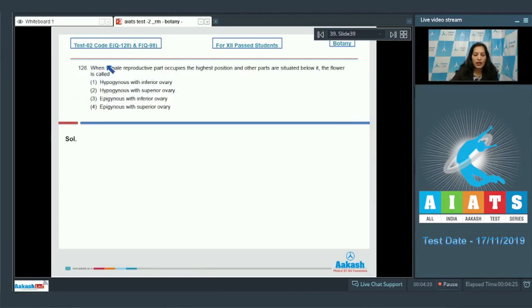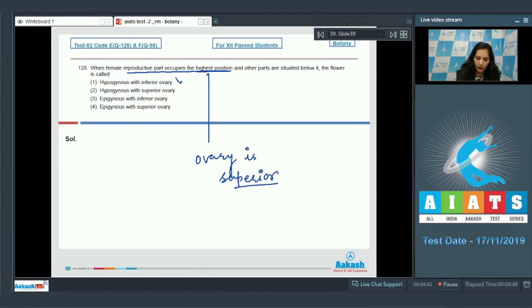Question number 128. When female reproductive part occupies the highest position and other parts are situated below it, the flower is called. When the female reproductive part occupies the highest position, it means the ovary is superior. So option number 1 and 3 are ruled out. And the flower is called hypogynous. So the correct option for the given question is option number 2. Let's move to the next question.